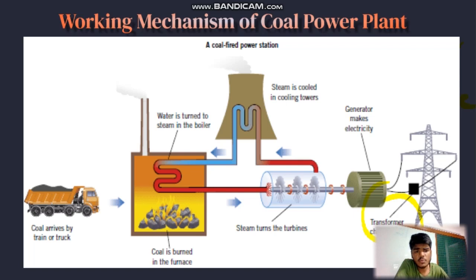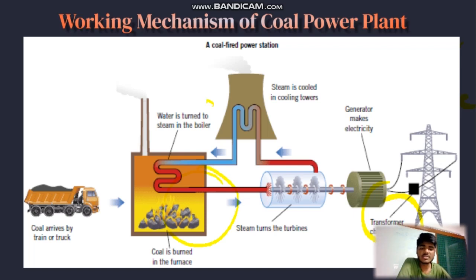Transformers are used to increase and decrease the voltage of electric power. In the coal-fired power plant, large transformers are used. They are large step-up transformers used to raise the generated electricity voltage for efficient transmission over long distances to the power lines. This part is the furnace.